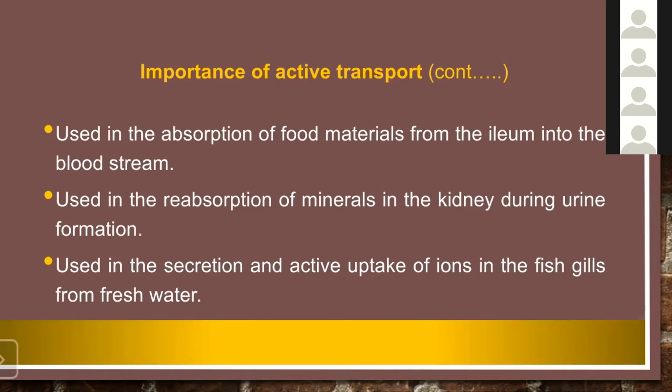absorption of food materials from the ileum into the bloodstream, used in the reabsorption of minerals in the kidney during urine formation, used in the secretion and active uptake of ions in the fish gills from fresh water. So those give you some areas where active transport is involved. In the ileum, where it involves absorption of food substances, in the kidneys, and then in the process of secretion by the cells.